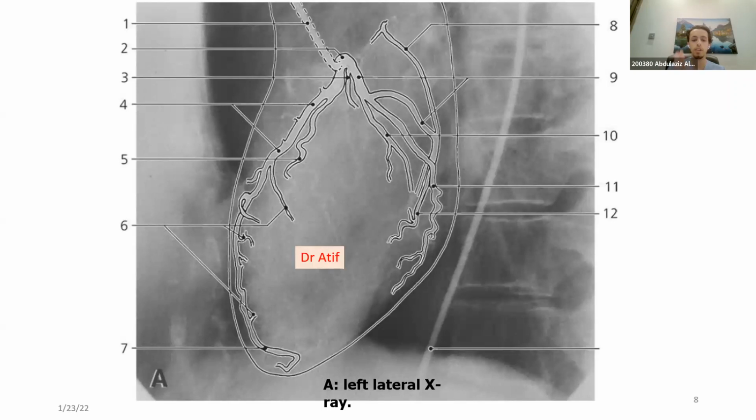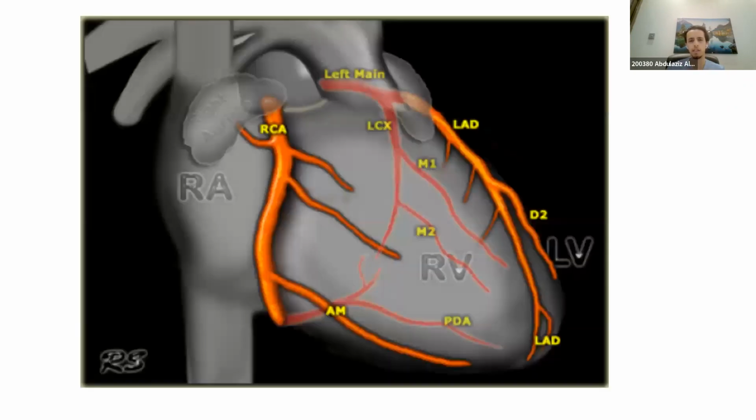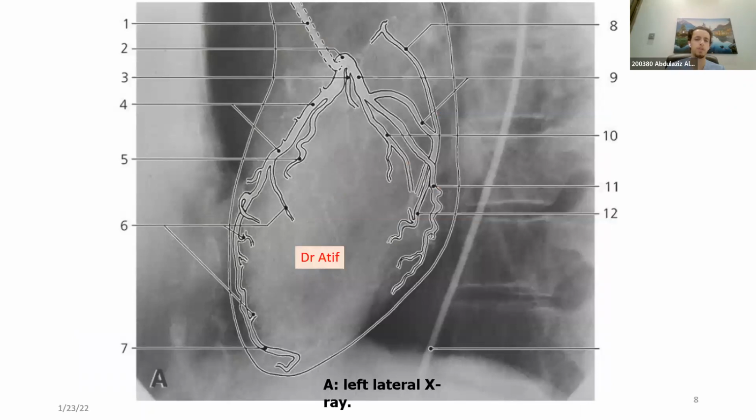So see, this is actually a left lateral X-ray. However, this is more complicated. It's from the left side. They usually ask it from the right side, which is the most common. So I just wanted to show you another picture of it. Please don't be confused about the orientation. They will tell you the orientation. And please remember which one is anterior and which one is wrapping around.